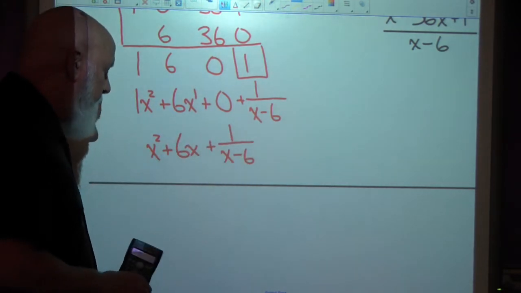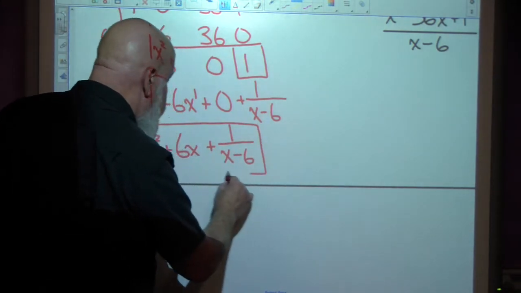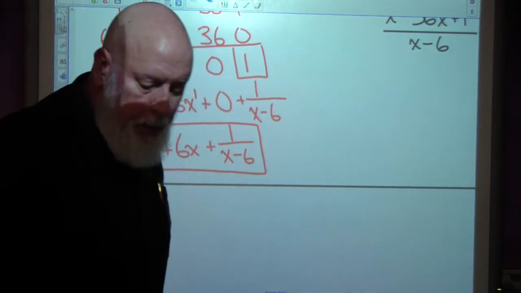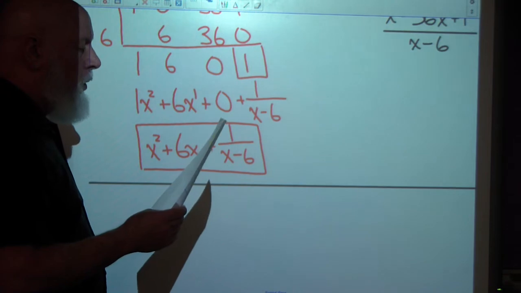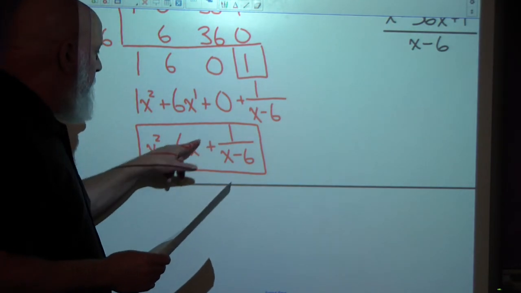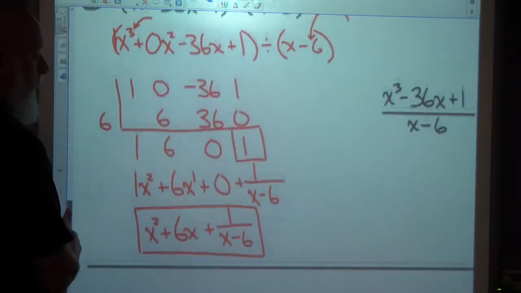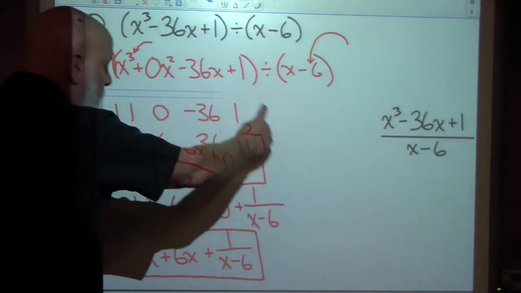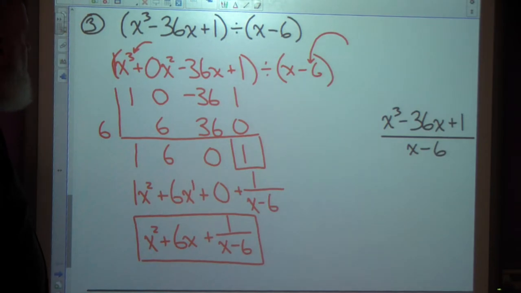And there's our remainder. So hopefully that's correct. And I'll check it here in just a second. And that's how you handle if you're missing one of your exponents. Hopefully I haven't messed it up. x squared plus 6x plus 1 over x minus 6. So yay! And there's synthetic division. Hopefully that makes sense. You can do this.